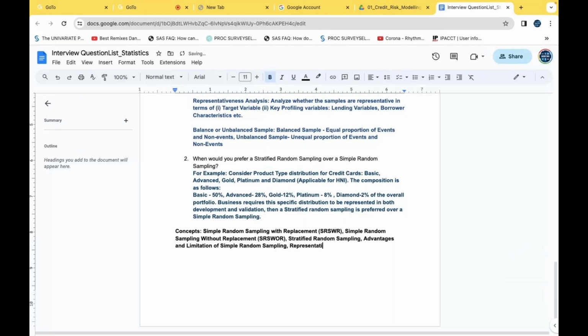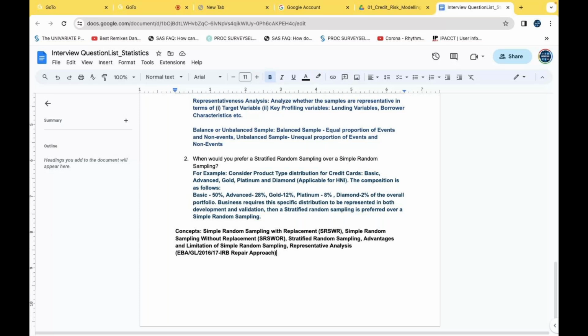And representative analysis. Now, for this, you need to refer to the EBA GL 2016-17. This is the IRB repair approach. The reason I'm saying it is that when we are generally doing the representative analysis for a simple scorecard, the representative analysis is mostly limited to looking at the representation of the target variables between the development and validation.